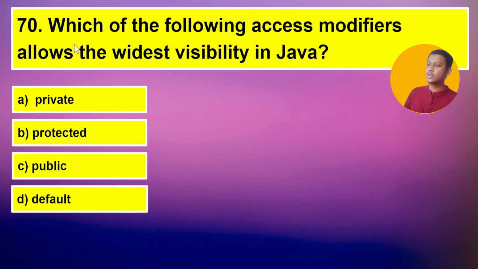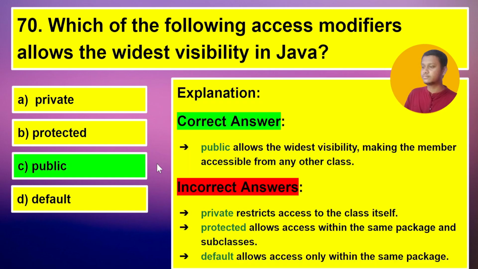Our next question is, which of the following access modifiers allows the widest visibility in Java? Private, protected, public, or default? So here the correct answer is public. Public allows the widest visibility, which makes the member accessible from any other class. Private restricts access to the class itself. Protected allows access within the same package and subclasses. Default allows access only within the same package.